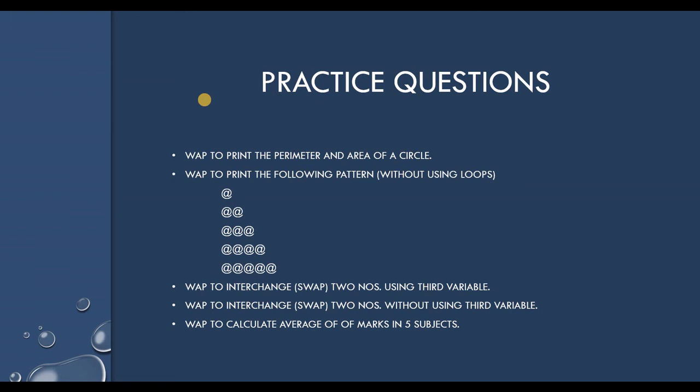Then write a program to swap two numbers without using a third variable. Use your mind here. You can do it by addition, subtraction, multiplication, whatever you want to do. This is a hint for you. And then the last program being, write a program to calculate average of marks in 5 subjects. So here you go. These are the 5 questions for the day.